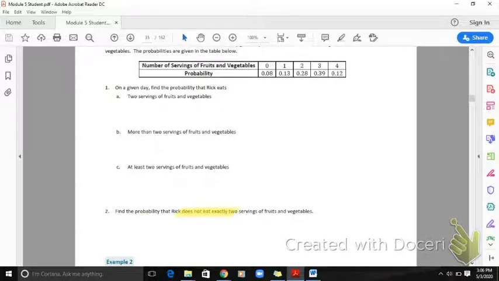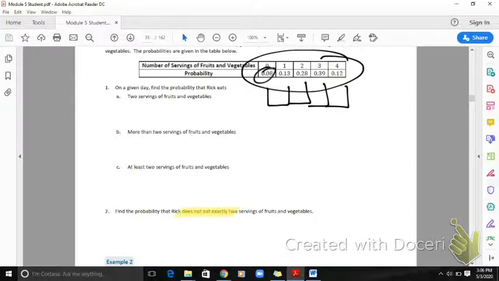So what we should know about all these probability tables, of all the possible outcomes, they should always add up to 1 or 100%. That should be the case for all of these. So you add all of the outcomes. I want you guys to check it yourselves. Add all these probabilities, you should get 1 or 100%, right? Because there's a 100% chance that one of these things will happen. But they're asking what's the probability that he does not eat exactly 2. So we know the probability that he eats exactly 2 is 0.28, right?